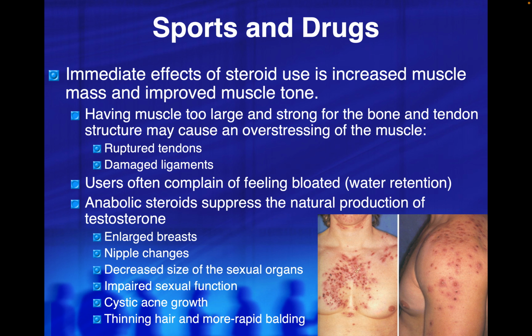Anabolic steroids suppress the natural production of testosterone. It causes enlarged breasts, nipple changes, decreased size of the sexual organs, impaired sexual function, cystic acne growth, and that's what you're looking at here, thinning hair, and more rapid balding. And this is one of the reasons why you see a lot of athletes who have shaved their heads. Now, maybe they would have had bald heads anyway, but if they took steroids, they will have bald heads because of the steroids.